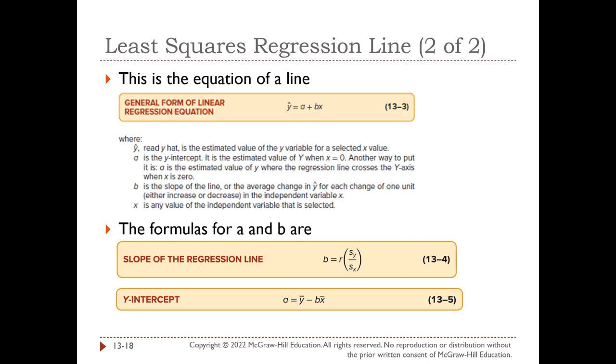Okay, so the formulas for A and B are: the slope of the regression line, B, is going to equal little r times the standard deviation of y divided by the standard deviation of x. Now, our y-intercept A is going to equal y bar minus b multiplied by x bar. Nice. A lot of fun stuff that goes on right here.